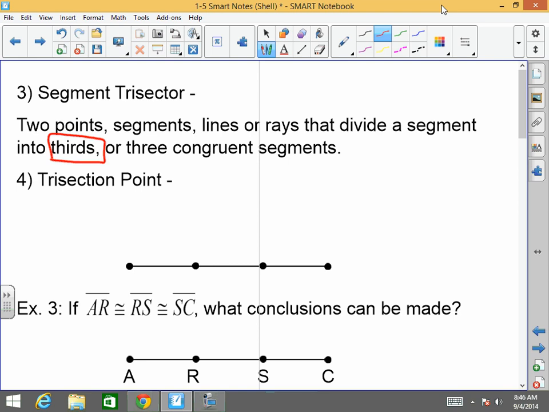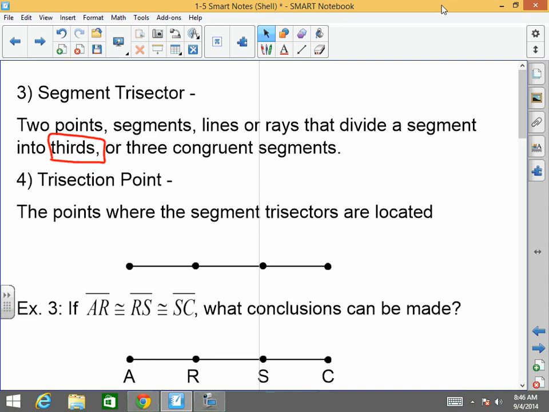It's a trisector. And just like the bisection point, the trisection points really should be points, not point, are the points where the segment trisectors are located. Okay? So these guys here are endpoints. But the trisection points are these 2 points, because these 2 points, my friends, split or divide this segment into 3 equal segments. So the trisection points are 2 points that actually illustrate where the segment has been trisected into 3 equal parts.